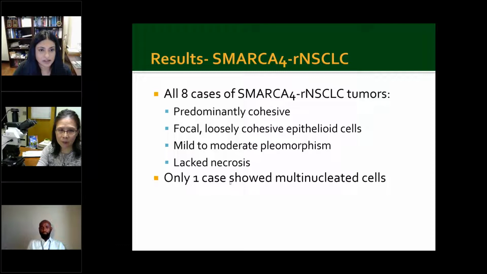And in contrast, when comparing non-small cell cancers that had retained SMARCA4 or BRG1, the morphology was a little bit different. So when we look at the cytomorphology of this group, they form predominantly cohesive clusters, and they were epithelioid in morphology as well. Here, instead of marked pleomorphism and multinucleation or binucleation, it was more mild to moderate pleomorphism, and there was a lack of necrosis seen in these tumor types. And again, only one case out of the 8 of these showed multinucleated cells. So that seems like a feature that was conserved among the deficient group.